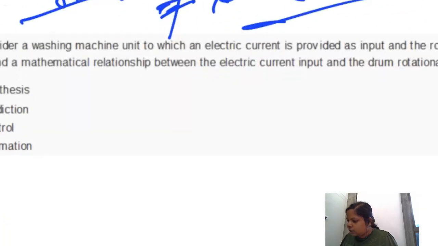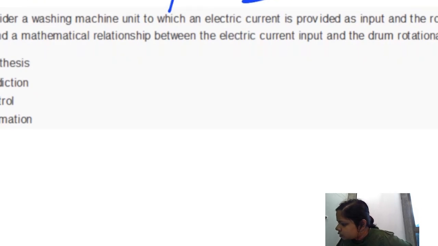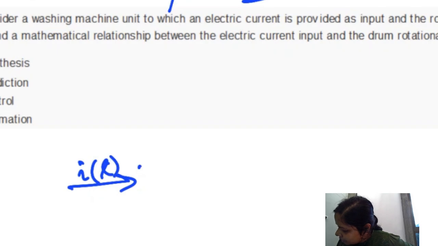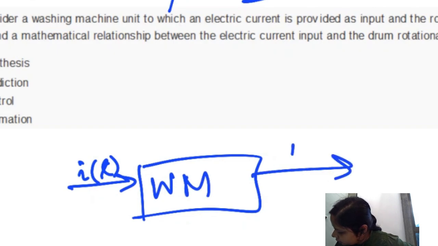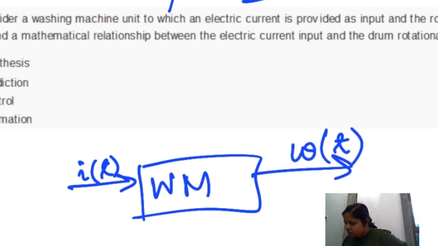Now, consider a washing machine unit to which an electric current is provided as input and rotational speed of the drum is output. So let's say current is the input to a washing machine and rotational speed is the output. So if you want to find a relation between electric current input and rotational speed output, what is the problem you are solving?